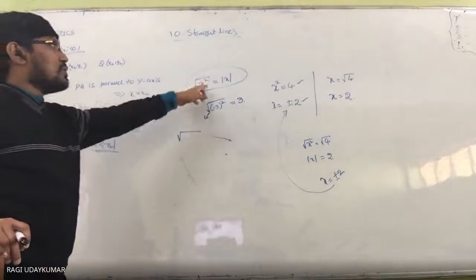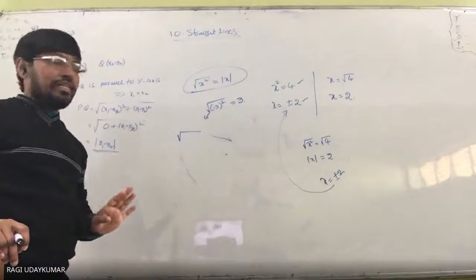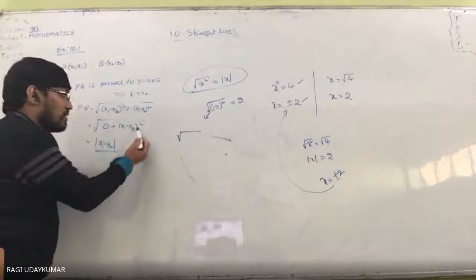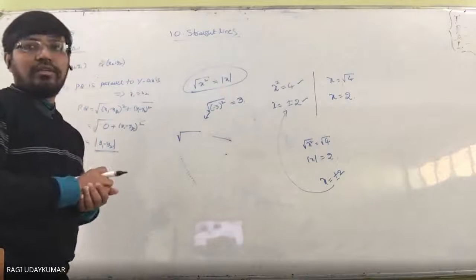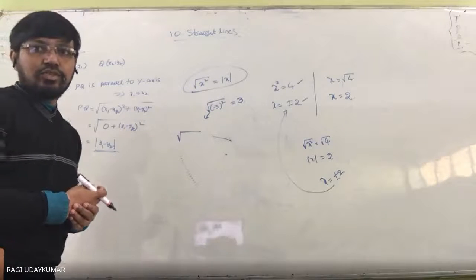Square root of x square is equal to modulus of x. Square root of (-3) whole square is equal to 3. So here most of the students will cancel the square and square root and write y1 minus y2, but it is wrong. In this question the answer is modulus of y1 minus y2.